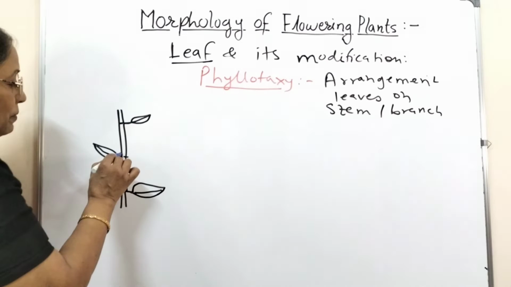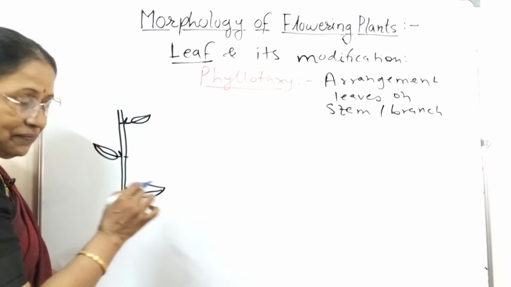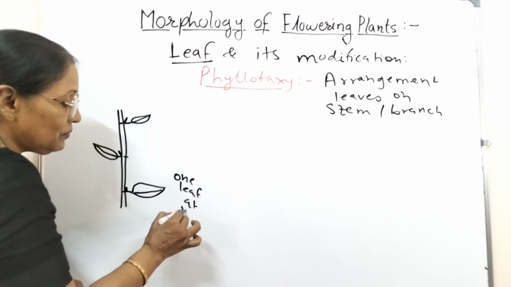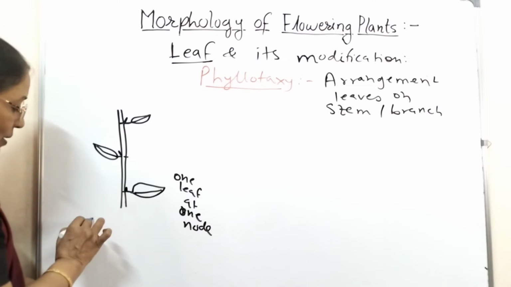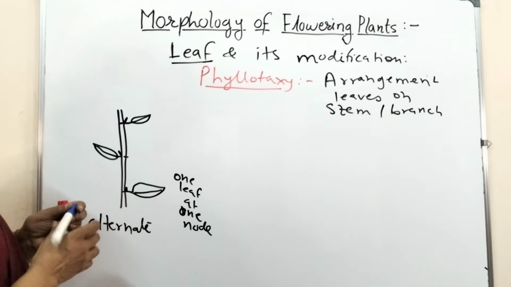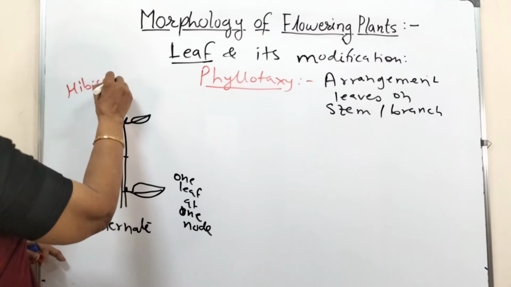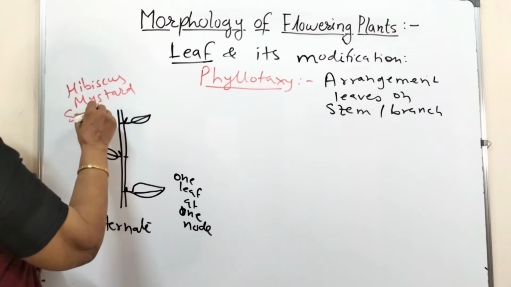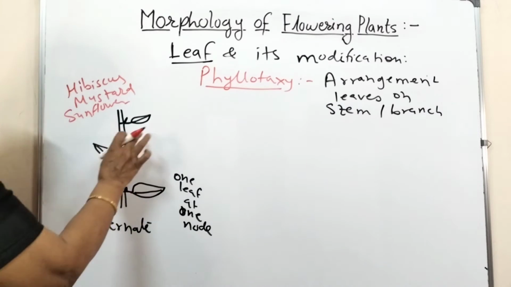So this type of arrangement is called alternate, where only one leaf is at one node. One leaf at one node. That's it. One leaf at one node is called alternate. What is the example of alternate? Alternate you will get in case of hibiscus, in case of mustard, in case of sunflower. These are the examples where there is one leaf at one node and they are arranged alternately.